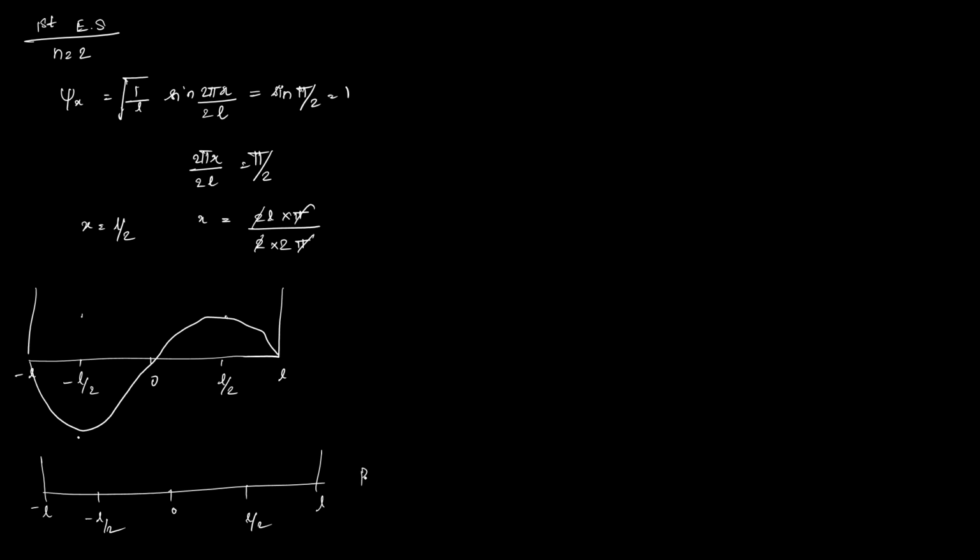This is for your probability plot. This is going to literally have two positive humps only. The probability plot will always be positive, never in the negative direction. Okay, so now we'll see your second particle in a 2D box.